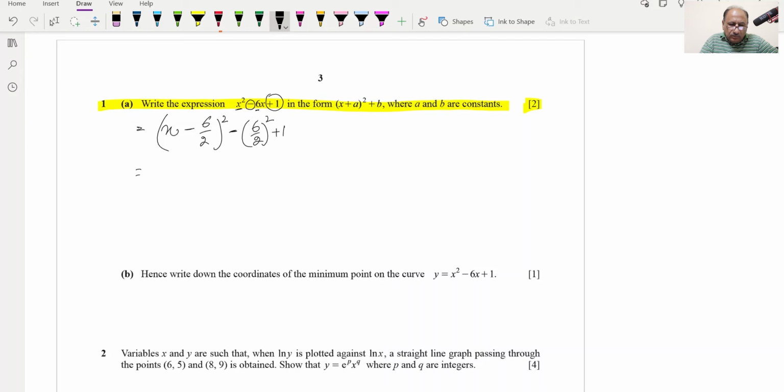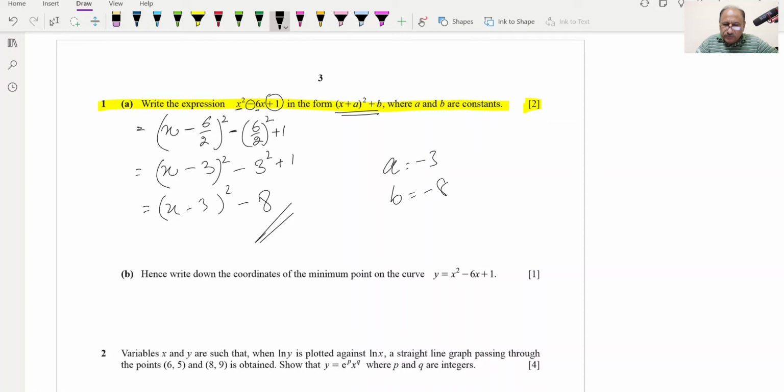Now we can simplify this: (x minus 3) squared, and this will be equal to minus 3 squared plus 1, so (x minus 3) squared minus 9 plus 1, which is equal to (x minus 3) squared minus 8, and this will be in this format. A value is minus 3 whereas B value is minus 8, and these are the values. This was a 2-mark question which we are done with.